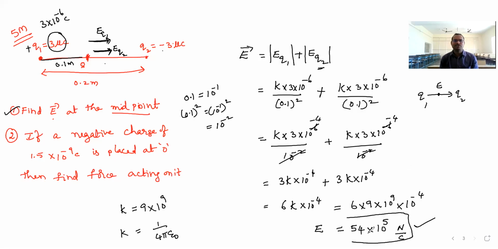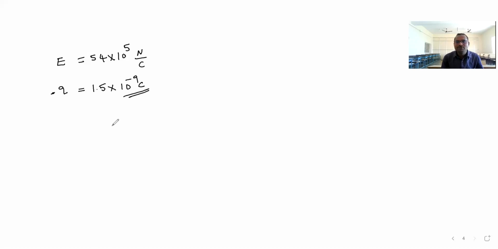Okay, now what they are asking, second question: if a negative charge of 1.5 into 10 to the power of minus 9 coulomb is placed at point O, how much force will act? So what we need to do, see, the electric field we got is 54 into 10 to the power of 5 Newton per Coulomb. Now a negative charge of 1.5 into 10 to the power of minus 9 Coulomb is placed at that point O. So how much force will act on it?